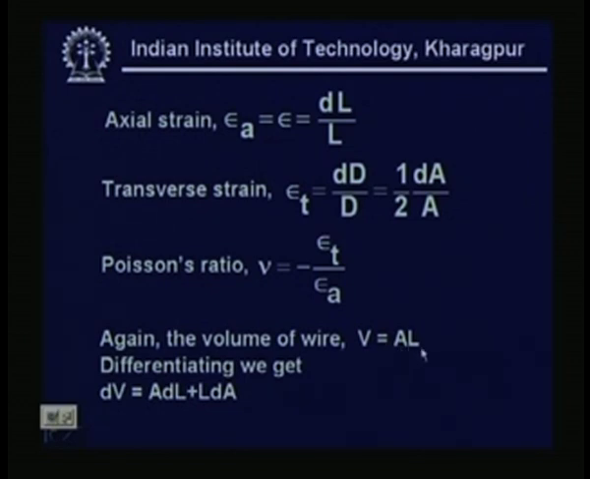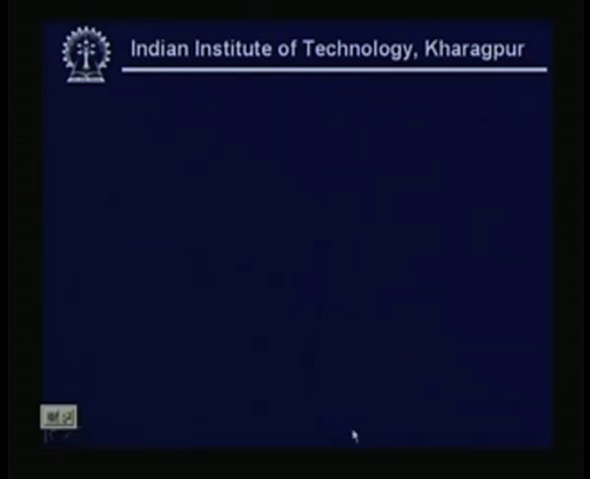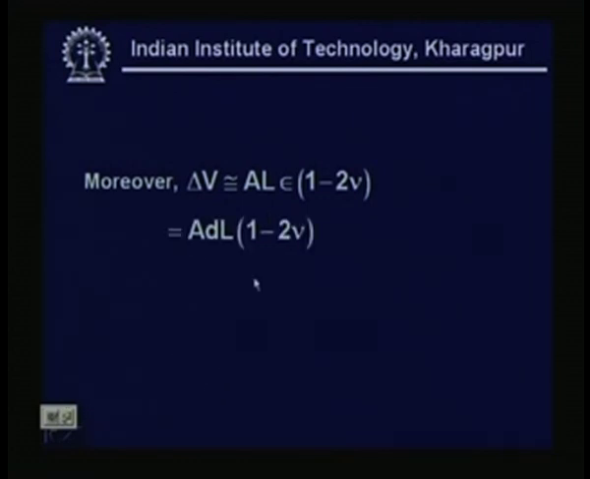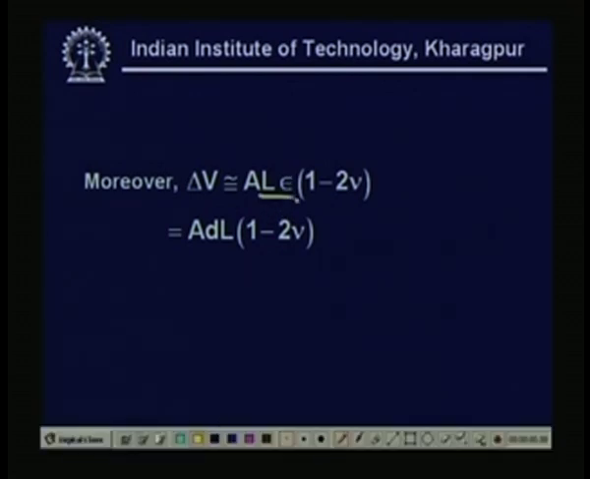Again, the volume of the wire V is A multiplied by the length of the wire. If we differentiate we will get dV equal to A dL plus L dA. Moreover, we can prove that del V is almost equal to A L epsilon (1 minus 2 nu). Now, I will combine these two, so after combining L and epsilon, we got dL times (1 minus 2 nu). So, this can be further simplified.